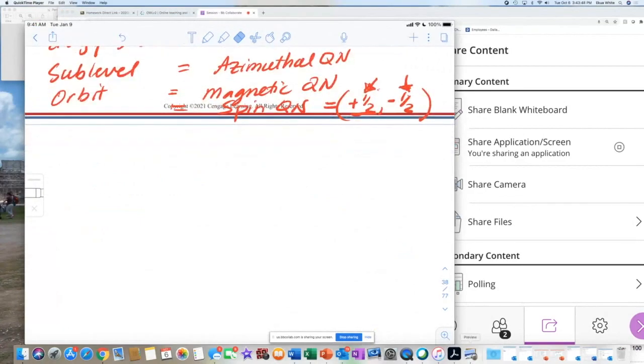Okay, so for this part, we wrapped up last week's chapter talking about the four quantum numbers, and the summary was that the four quantum numbers were the numbers that were put together in the quantum mechanical model.